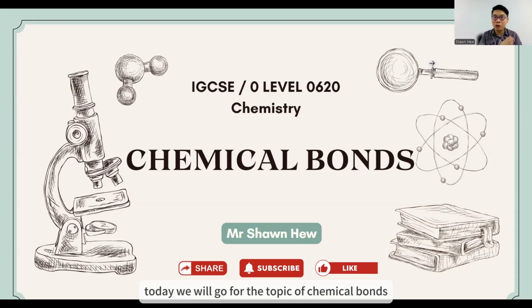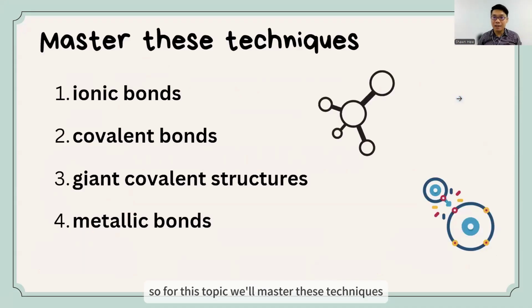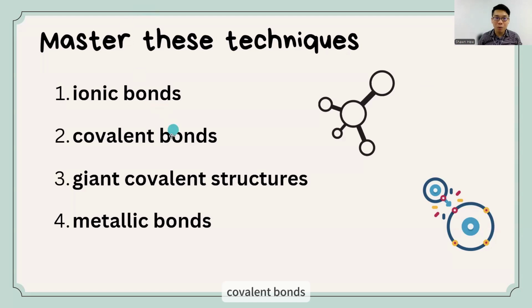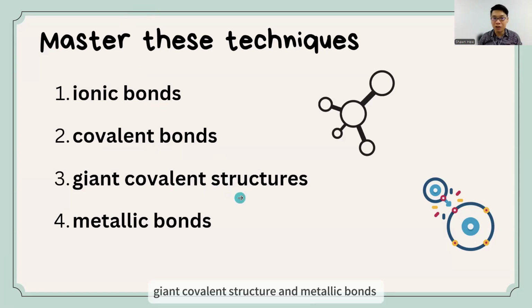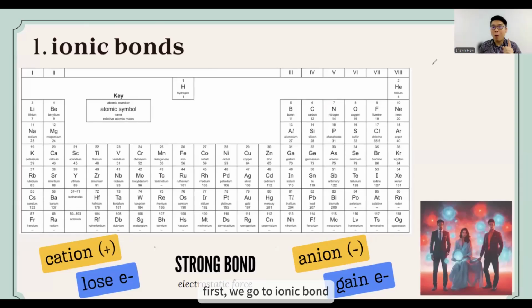Today, we will go for the topic of chemical bond. For this topic, we'll master these techniques, which include ionic bonds, covalent bond, giant covalent structure, and metallic bonds. We'll go one by one. First, we go to ionic bond.